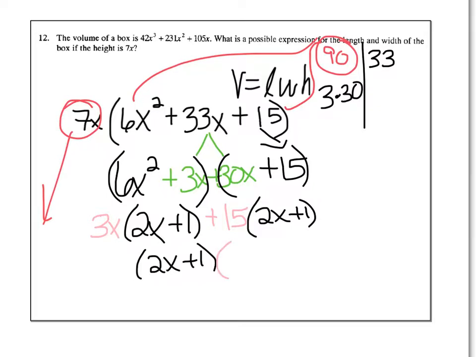And the other one would be made up of 3x plus 15. And then, of course, we've got the 7x from the beginning. So I'm going to say this one would be the length, and this one would be the width. But again, if you switch it up, it really doesn't matter because they're asking for the length and the width.